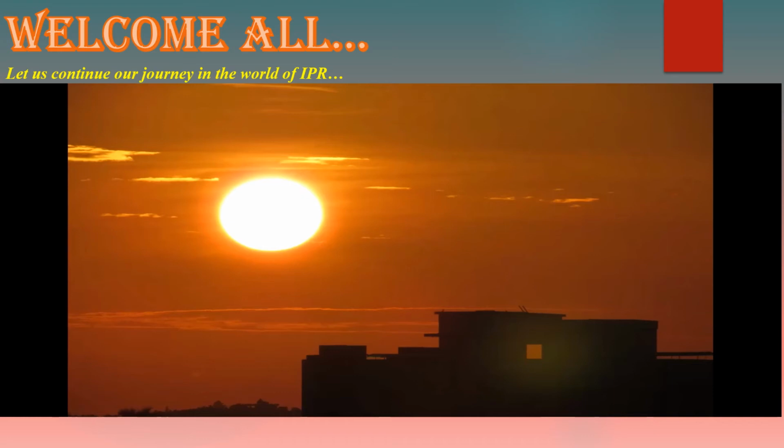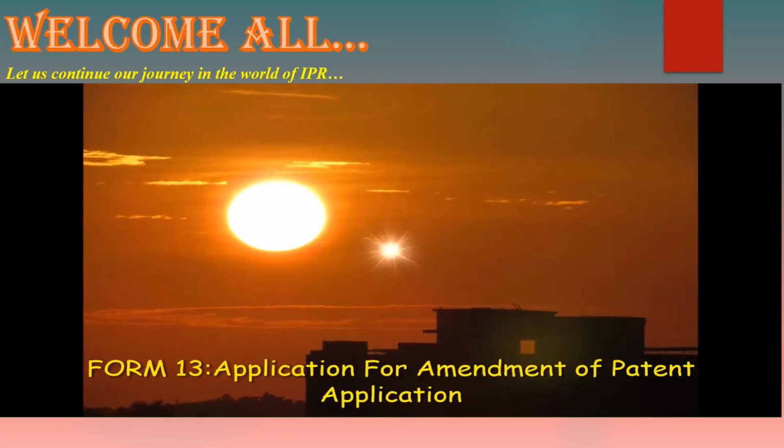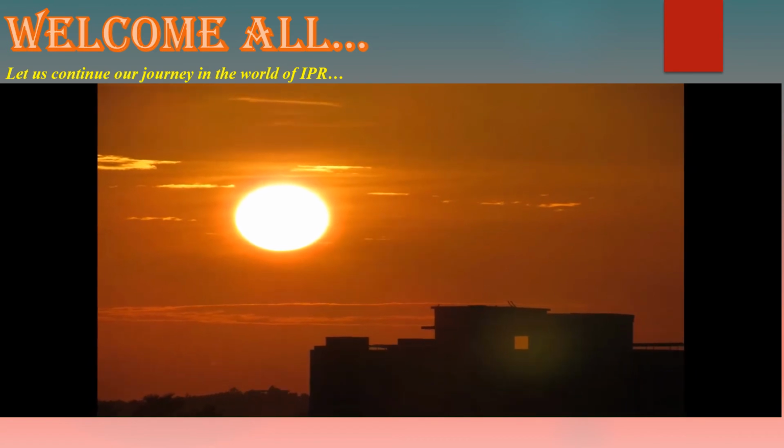Though already we have discussed, let us again refresh our memory by just clicking here. See, Form 13, application for amendment of patent application, and this is a brief title. This title is not full. I have written this brief title just to remember. It becomes easier to remember this. That's all. So, let us continue.